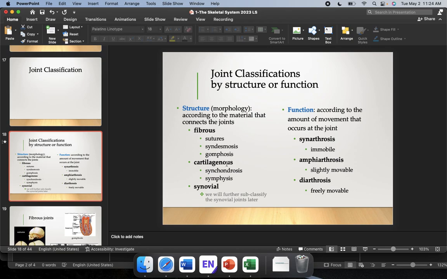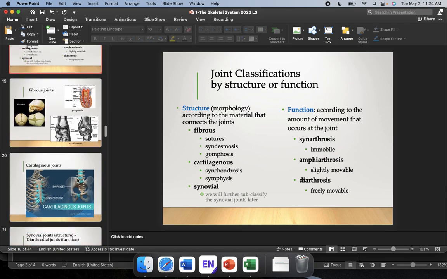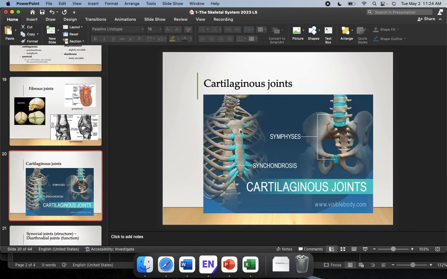The next type of structural joint classification I'm going to mention is the cartilaginous joints, which include synchondroses and symphysis. These are found mainly along the midline of the body. Our synchondroses are going to be here connecting our ribs to our sternum. Our symphysis are going to include things like our pubic symphysis or our intervertebral discs.